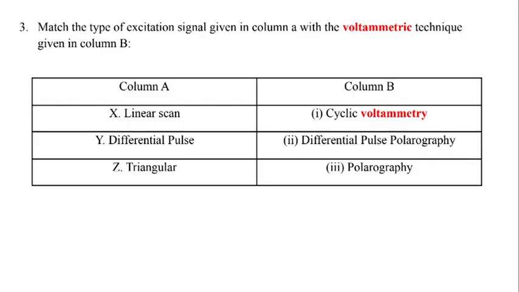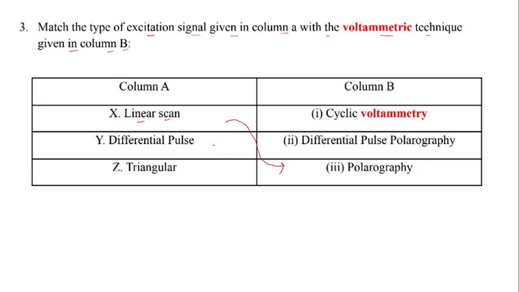Question number 3 is: match the type of excitation signal given in column A with the voltammetric technique given in column B. I think many things we have already explained. So, a linear scan is generally done in hydrodynamic voltammetry, and the same in polarography also. So this is the right answer.